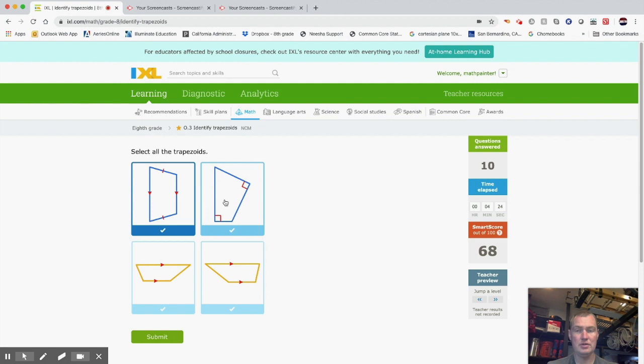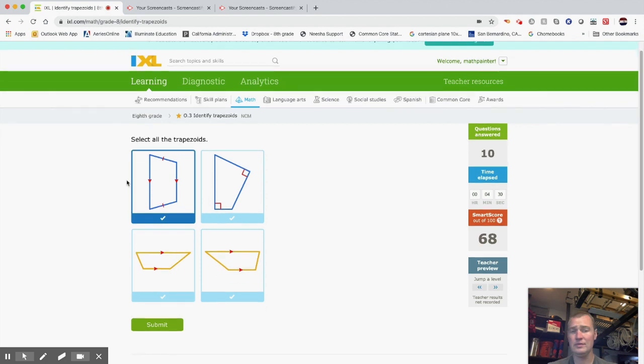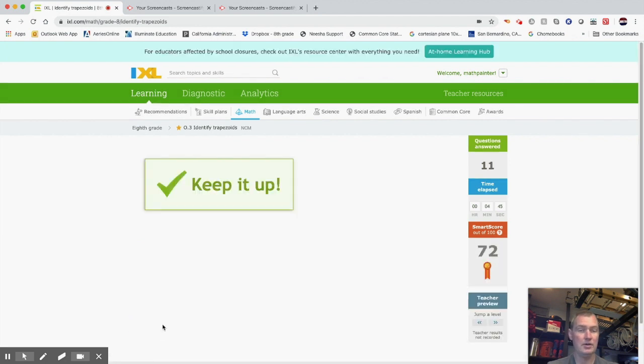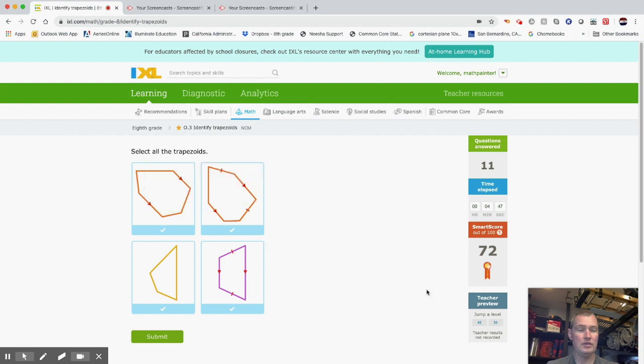Select all the trapezoids here. 1, 2, 3, 4. Ooh, two sides are not parallel. That don't match, so no way on that. All right, so we have four sides here. 1, 2, 3, 4. Top and bottom are parallel. And bottom right here, we have top and bottom are parallel, and it is four sides. That works. All right, cooking right along at 72 points.